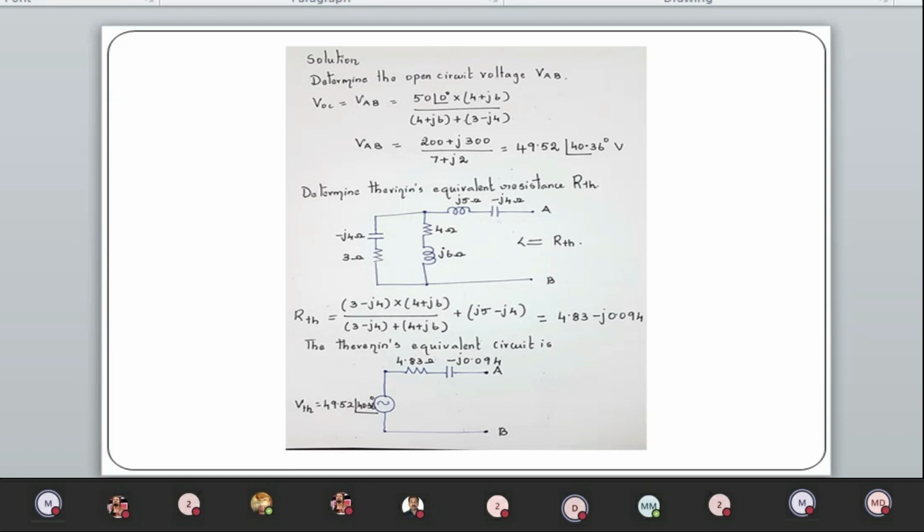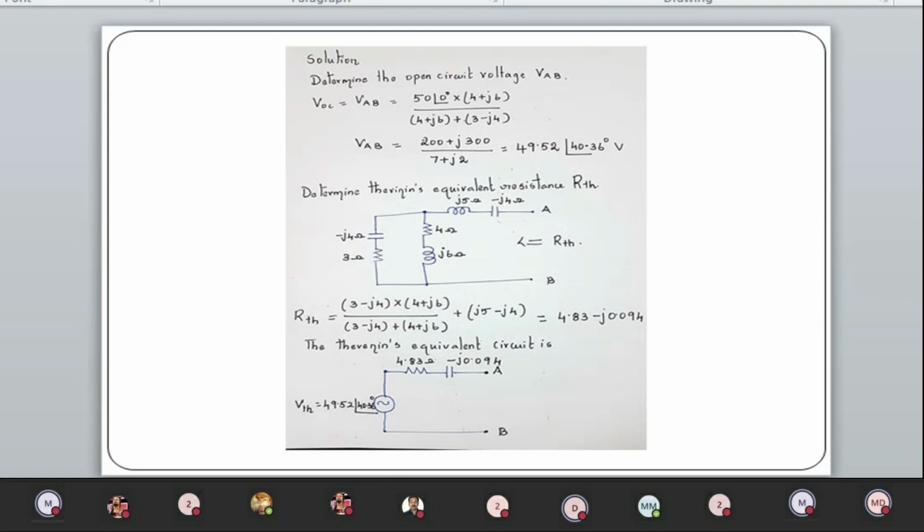Here the open circuit comes into the picture. Do not neglect the open circuit now, because it is actually a looking-back resistance. Clear? So now the equivalent impedance is 4.83 minus J0.094. You found V Thevenin, that is 49.52 angle 40.36, and the impedance 4.83 minus J0.094. You just draw the voltage source in series with Thevenin's equivalent impedance. So this is the problem related to Thevenin's network for AC circuits.